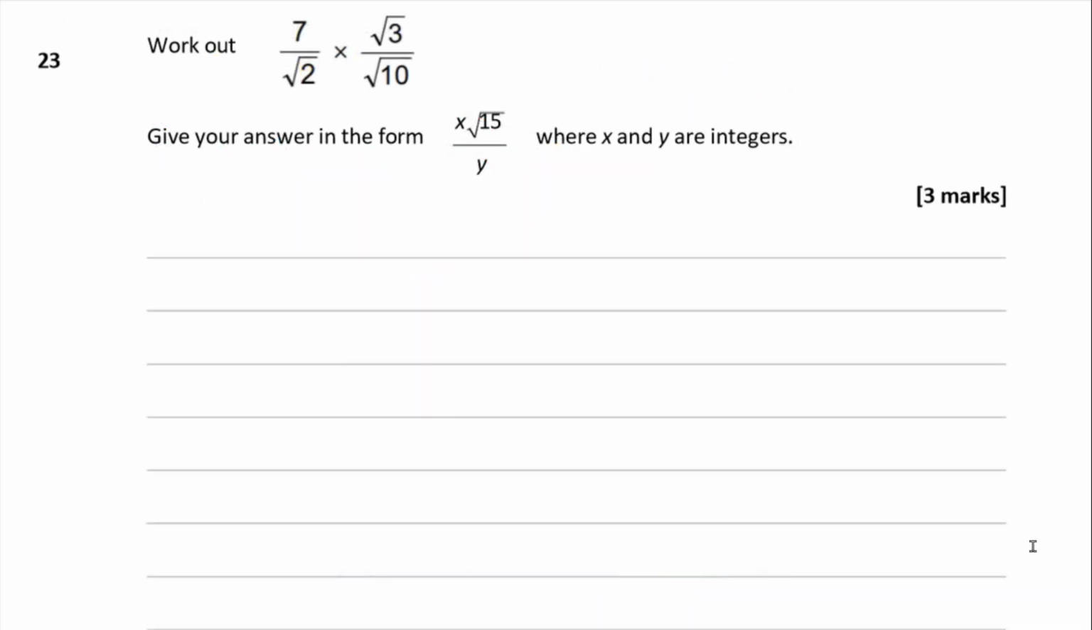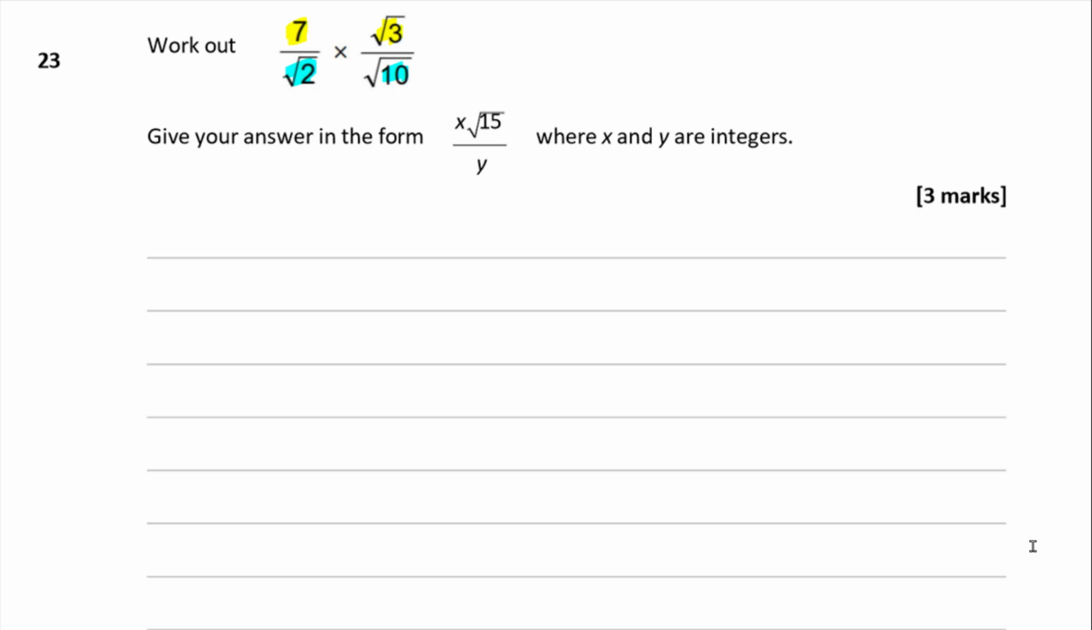Question 23. Work out 7 over root 2 times root 3 over root 10. Give your answer in the form of x root 15 over y, where x and y are integers. Okay. So I think what I'm going to do here is combine all these roots if I can. When you've got two fractions and you want to combine them, top times top, bottom times bottom is what you're going to get.